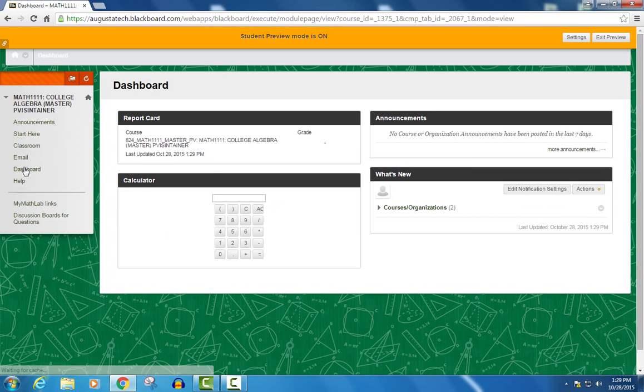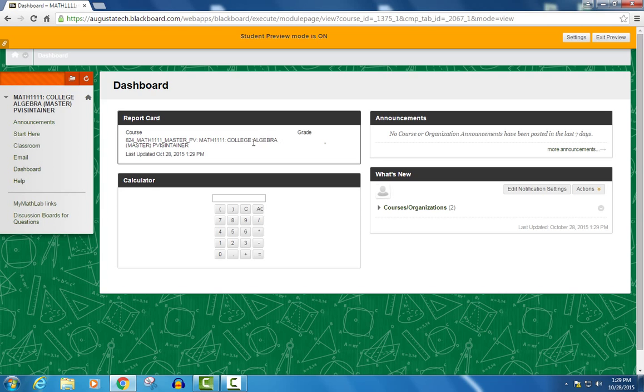And then there's the dashboard, and in the dashboard you're going to see I've got a calculator if you need to use that there. The announcements page here just gives you a thumbnail of the announcements, but it's better to go to the actual announcements menu item. But the big thing about the dashboard is this report card. This is where you're going to see your grade book. And I don't have any grades in here, so I'm not going to click on this.